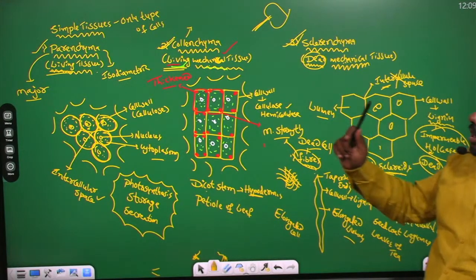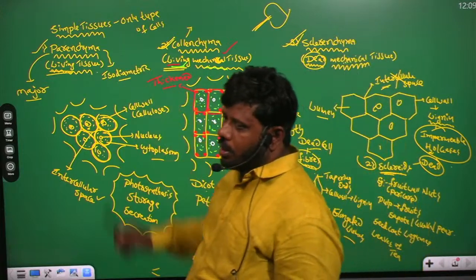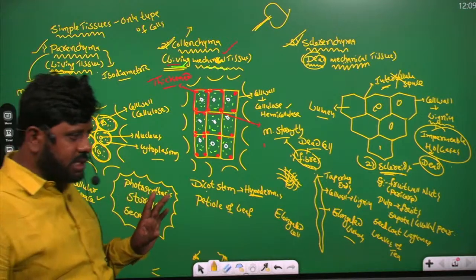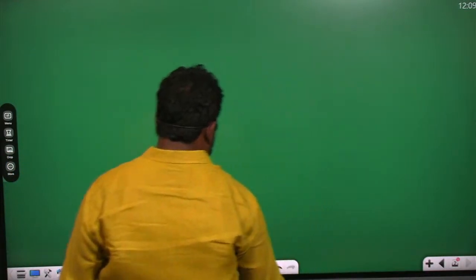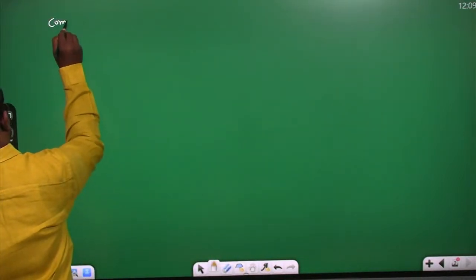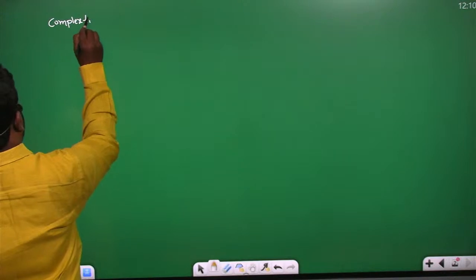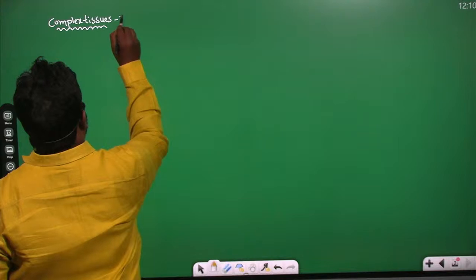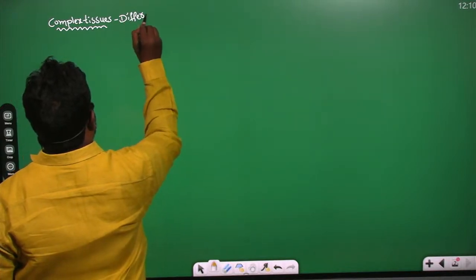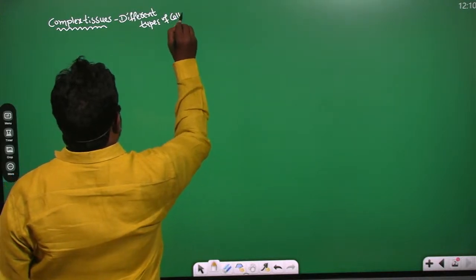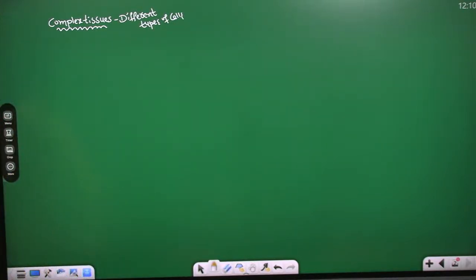These three, parenchyma, collenchyma, sclerenchyma, come under the simple tissues. Permanent tissues are of two types, simple and complex. This is the simple tissue. Then come to the complex tissues. The second one is the complex tissues. Generally complex tissues are the tissues made up of different types of cells.